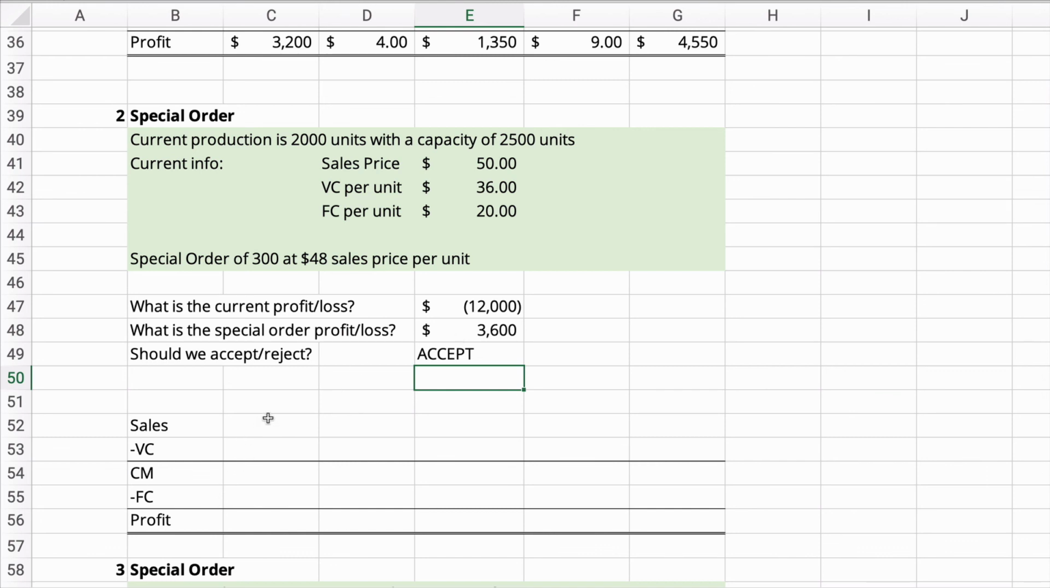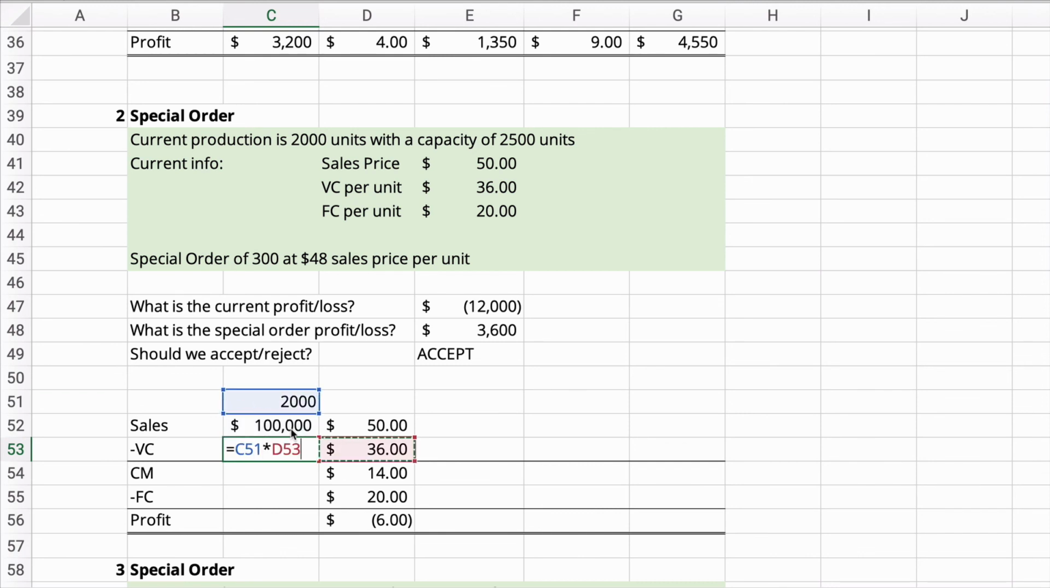All right, so let's run through the numbers real quickly. What if we had 2,000 items and we're selling for 50, something that cost us 36. We're making 14 contribution margin. Our fixed cost per unit is 20. We're going to lose $6. So our sales, 2,000 times the 50 is 100,000 in sales. 2,000 times the $36 is 72,000. We subtracted out, our contribution margin is 28,000.